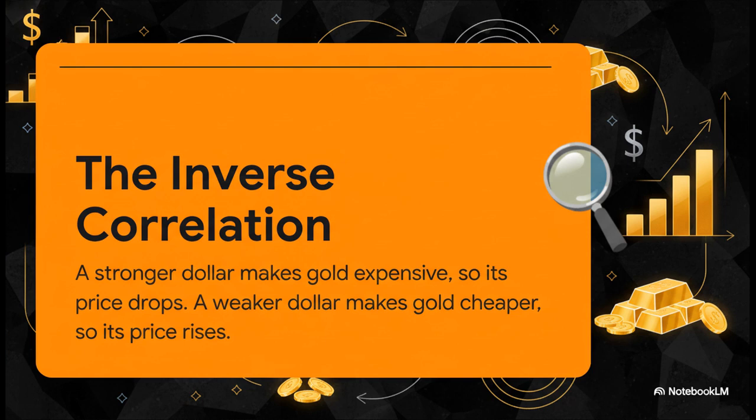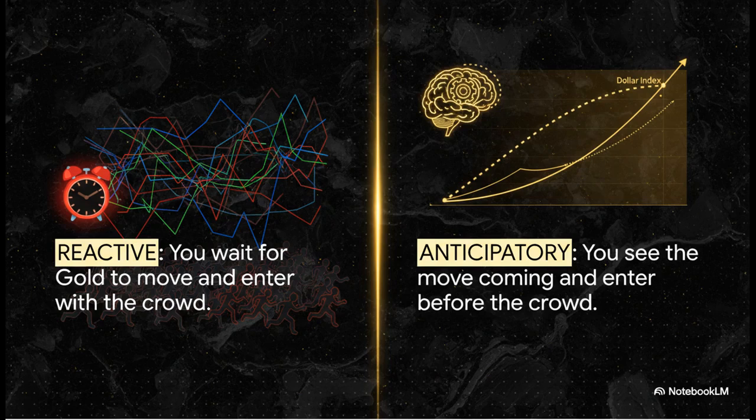You see, gold is priced in US dollars. So when the dollar gets stronger, it literally costs more for anyone holding a different currency to buy gold. That naturally pushes demand down, and the price of gold tends to fall with it. And of course, the opposite is true. When the dollar is weak, gold is basically on sale for the rest of the world, demand goes up, and the price tends to rise. It's like a seesaw.